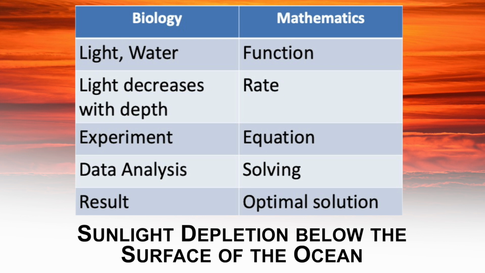Next is the experiment. Again the biologist tries to understand how the light decreases with depth and what its effect is. Simply, mathematics converts it into an equation. Next is the data analysis. By mathematics we have to solve that equation. Finally, the result is on the biologist's desk, but we do not confirm the result until after mathematical recognition. Therefore, the optimal solution transforms this solution into the behavior or applied result.